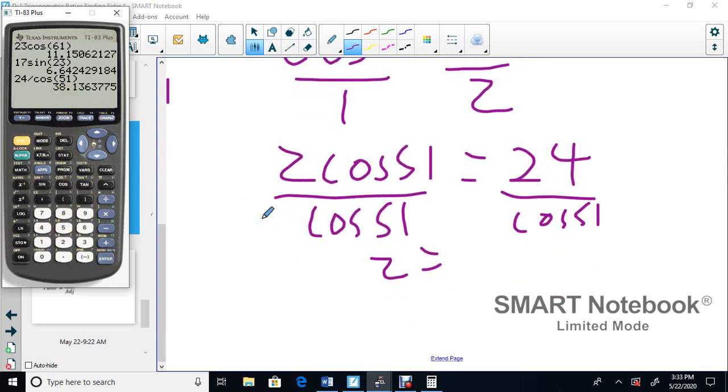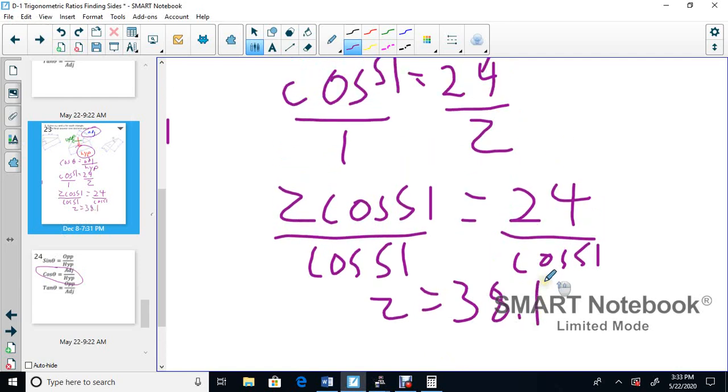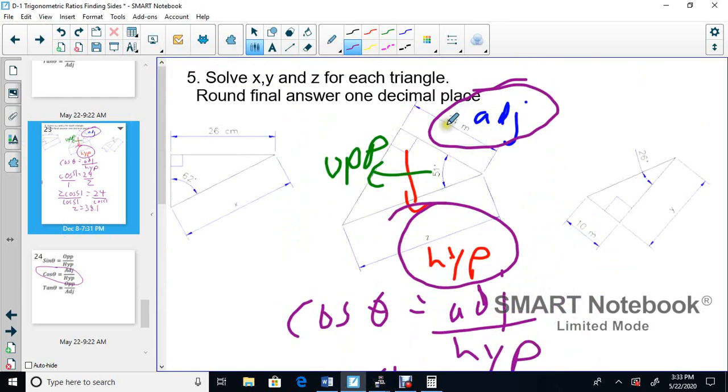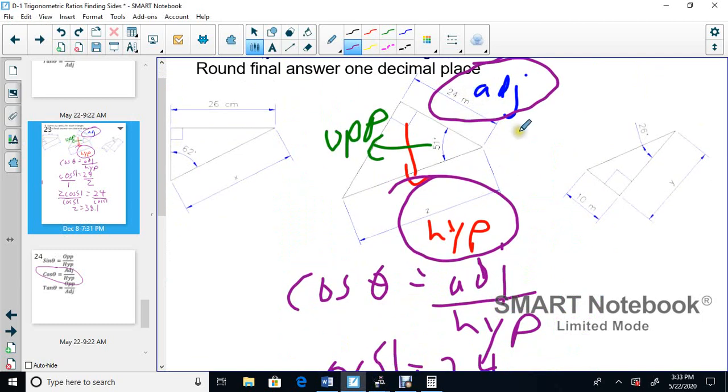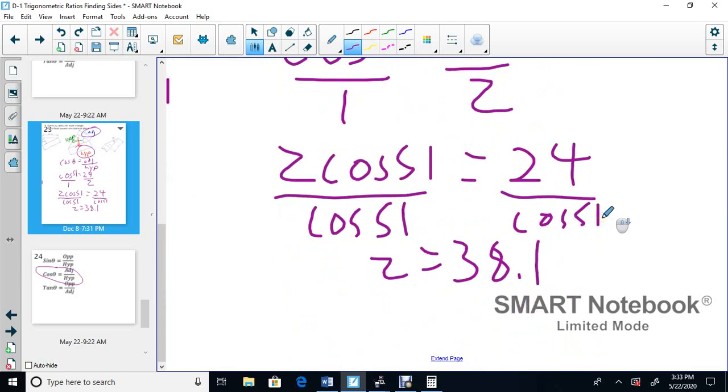So z is 38.1. I have to scroll all the way back up to see the units, meters. 38.1. And does it look right? If that's 24, that looks a lot bigger. Makes sense. 38.1 meters. All my questions are usually drawn on a program and they're to scale. Very rarely are they not to scale. Next question.